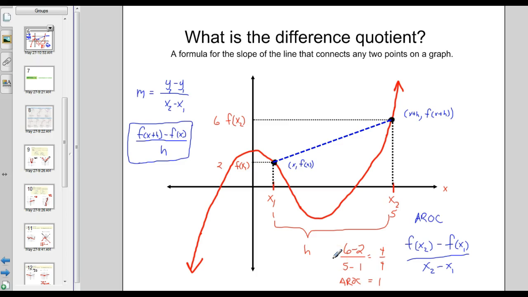Typically with the average rate of change, we just get a number because we know specifically what all these values are. With the difference quotient, this is h, and we don't know specifically what h is. And we end up getting an expression for what this slope would be, rather than getting an actual slope like we are getting right here.